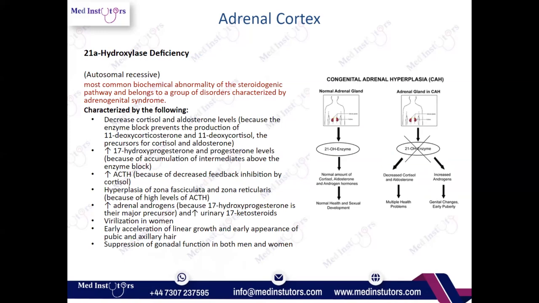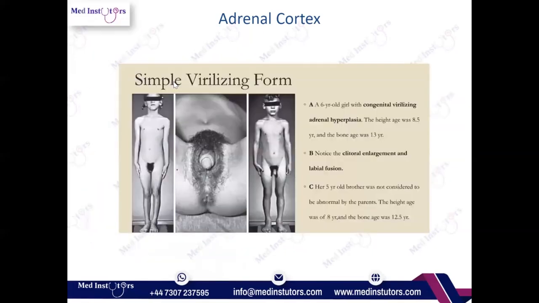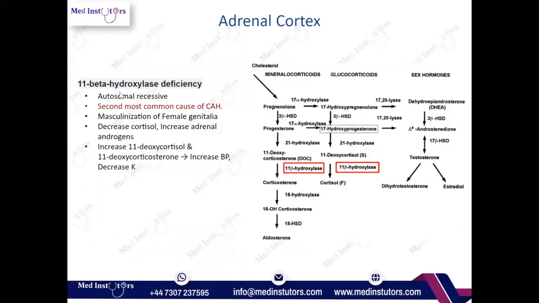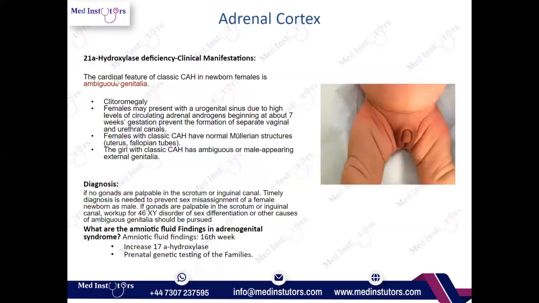So the most common cause of 21 hydroxylase deficiency, what was the question? Let me remember. There was an SPA in which they asked directly about, I think, the most common cause of congenital adrenal hyperplasia maybe. So the answer is 21 alpha hydroxylase deficiency. And the second most common cause is your 11 beta hydroxylase. Yes, second most common cause of congenital adrenal hyperplasia is the 11 beta hydroxylase deficiency. So remember both of them. Most common is 21 alpha and second most common is 11 beta.